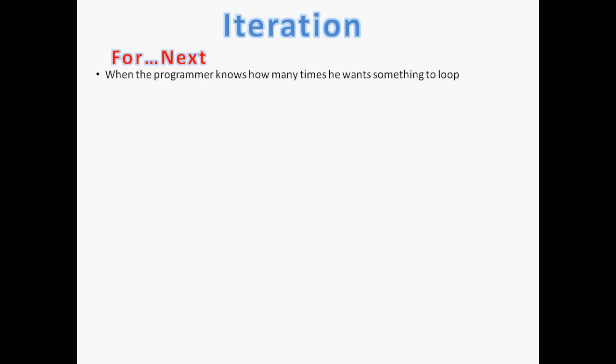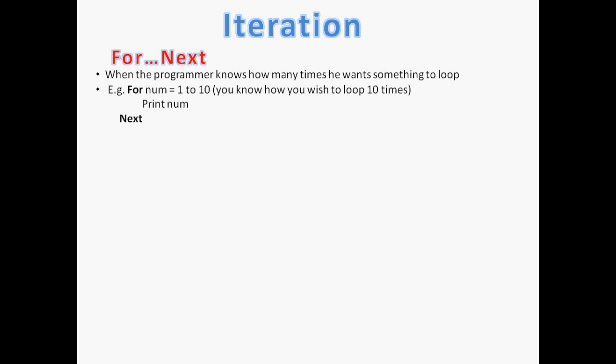Iteration is basically a loop of some sort. In general, it is a group of instructions repeated a set amount of times, or until a condition is met. Like selections, loops can also be nested, one loop appearing within another. There are three types of loops, all of which are used in different situations. The for next loop is used when the programmer knows how many times he wants something to loop, and he can set it to loop exactly this many times.